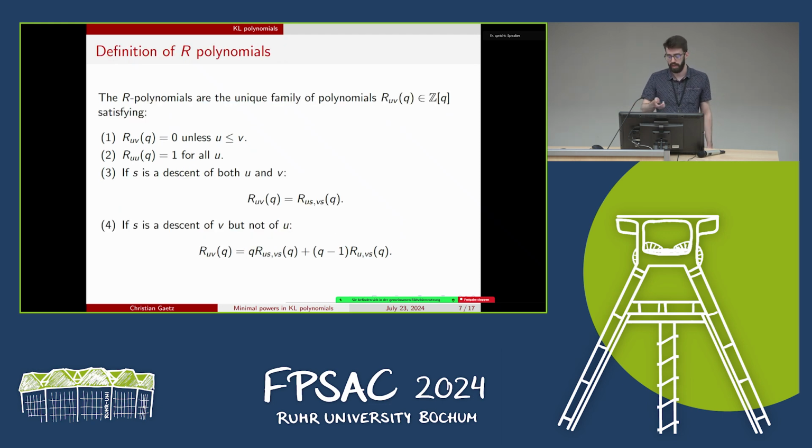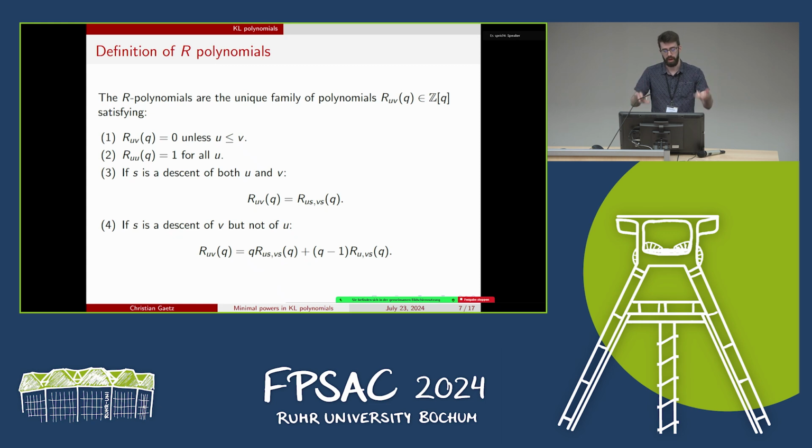So these are likewise polynomials with integer coefficients. Now these will have genuinely positive and negative coefficients. Again, they're zero unless U is less than V. If U and V both have a common descent, so in the symmetric group, this is about them both decreasing, say, from position I to position I plus 1, then I can multiply both U and V by the corresponding simple reflection and have an equality of the R polynomials. The most interesting case is this one here, where we have a descent of V which is not a descent of U, and then we get this linear combination here.